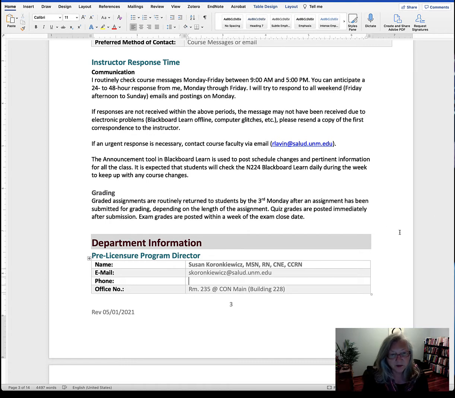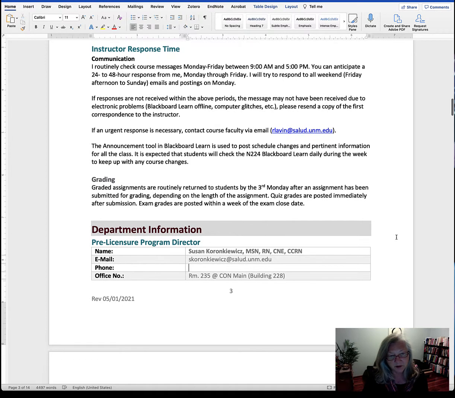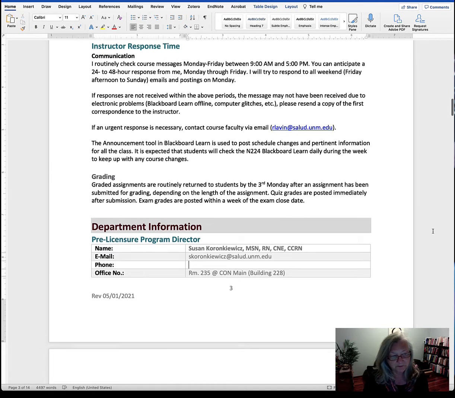Graded assignments are returned to students, this says, the third Monday after the assignment is submitted. In reality, I try to always make sure I return assignments within 1 week, usually faster than that. The only thing that takes longer are written assignments, and I do like to review those thoroughly. That can take time.